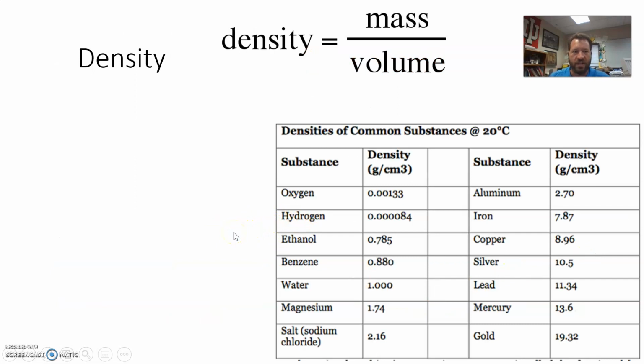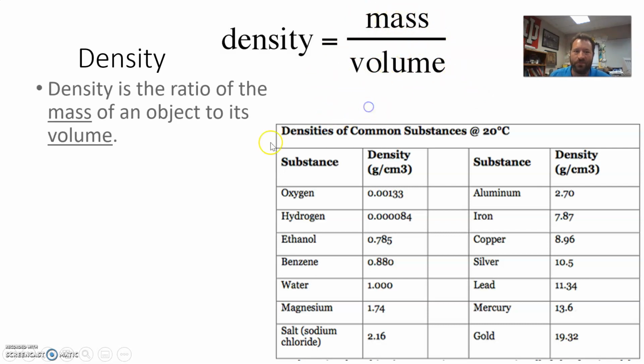All right, we're also going to take a look at the factor label method when solving density calculations today. So, the formula for density is mass over volume. Hopefully we're aware of that, but to be honest with you, we don't use this exact formula all that often. What do we see here? The conversion factor, that's right. Mass over volume.